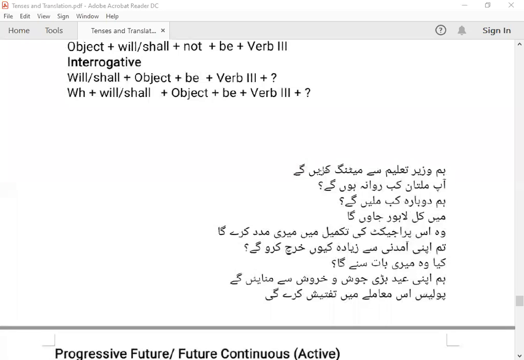He will help me in the completion of this project.